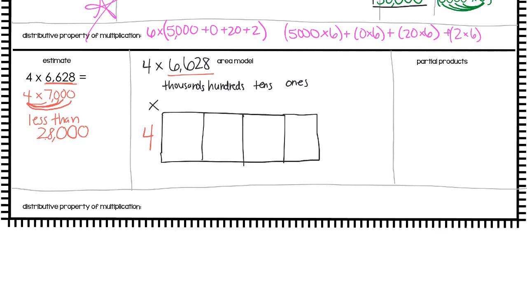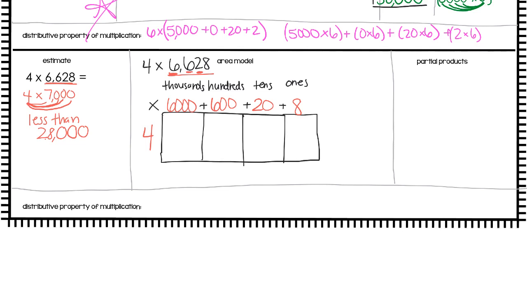What is the value in the ones place? 8. What is the value in the tens place? Well, 2 tens, 10, 20 is 20. What's the value in the hundreds place? 6 hundreds would be 100, 200, 300, 400, 500, 600. What's the value in the thousands place? Well, it says 6,000, so it must be 6 thousands. I can add those together so that we know they all go together.